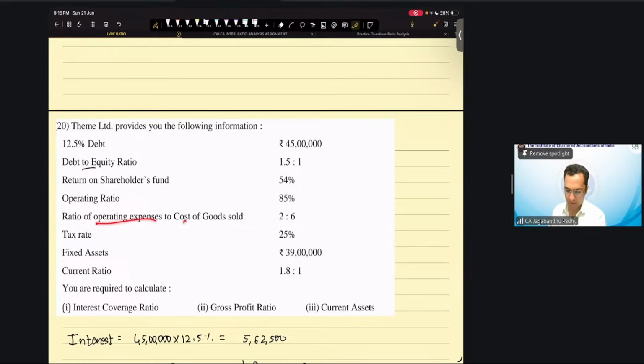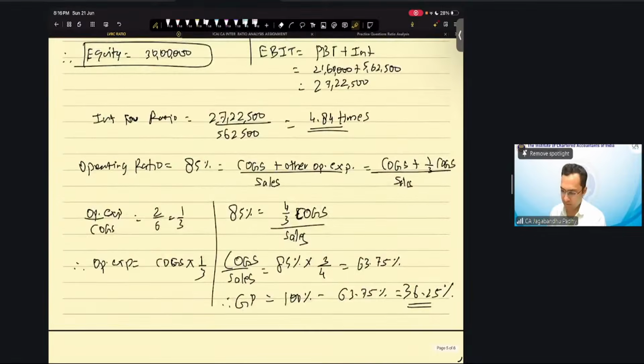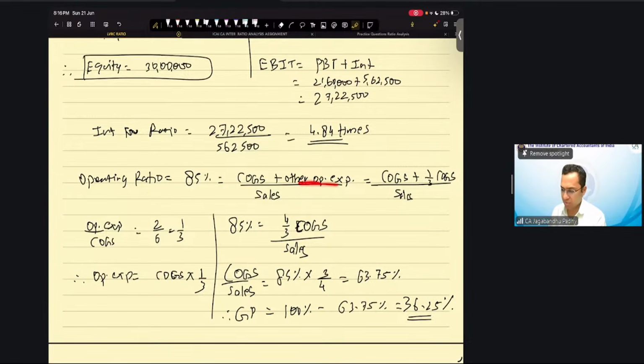You see, operating expense to COGS is 1 by 3. So operating expense is 1 by 3rd of COGS. And then that comes out to be 4 by 3. And then you get a COGS ratio as 63.75. So of course the balance 36.25 will be your GP ratio. Okay.